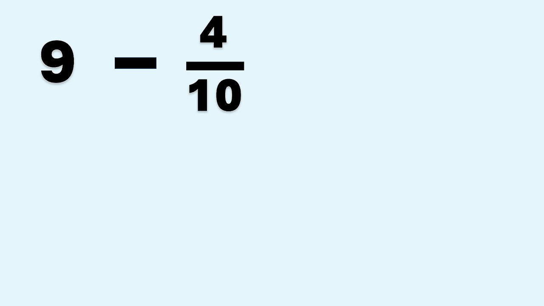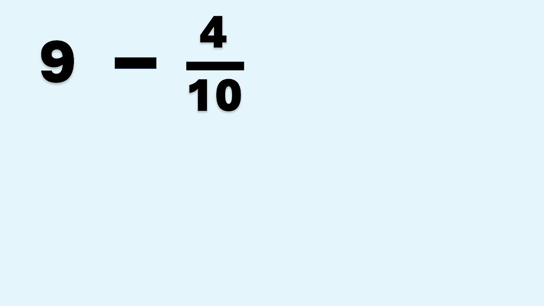Another example, 9 minus 4/10. The first thing that we are going to do is regroup, or change our whole number to a mixed number, and the fractional part of that mixed number needs to equal one whole so that we keep a common denominator. We have here 10. We have 9, our whole number. We're going to regroup as 8, and then our fractional part needs to equal one whole.